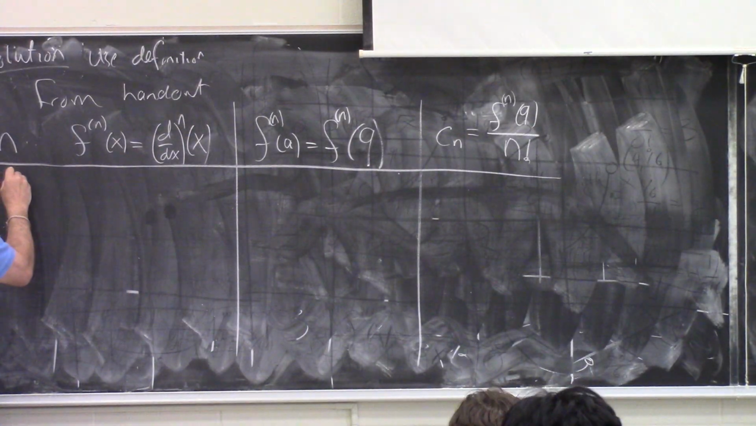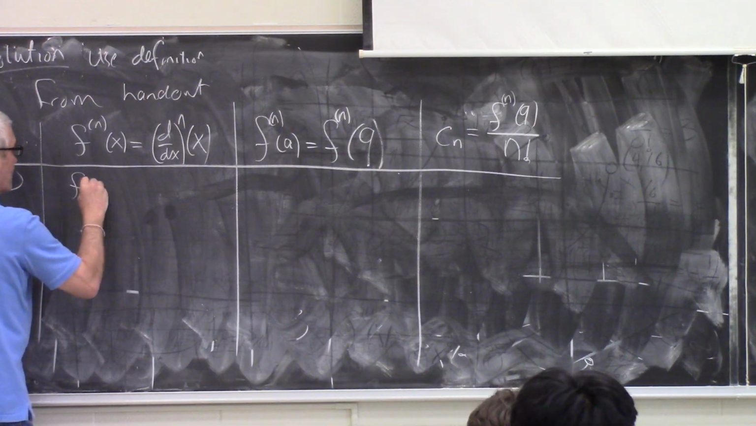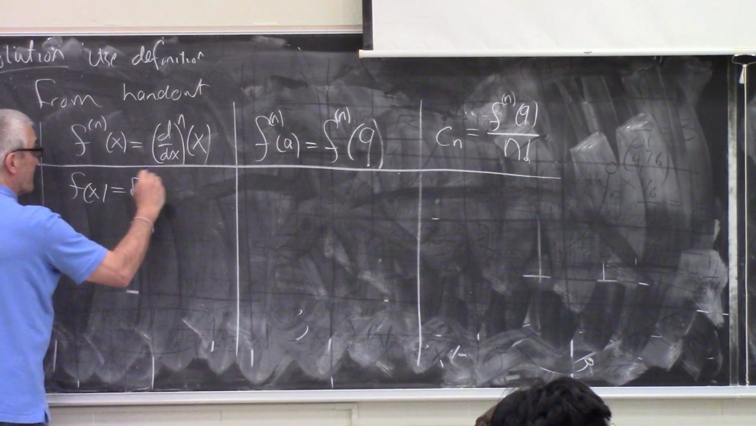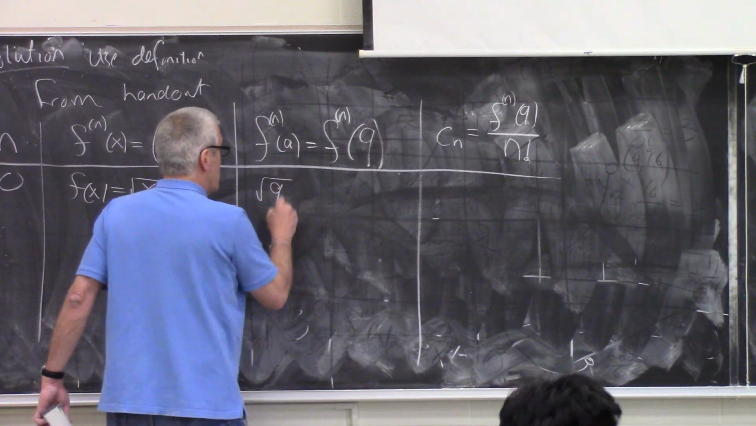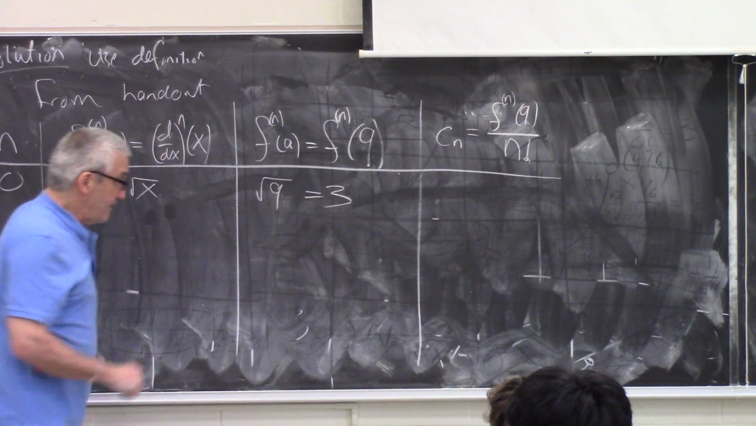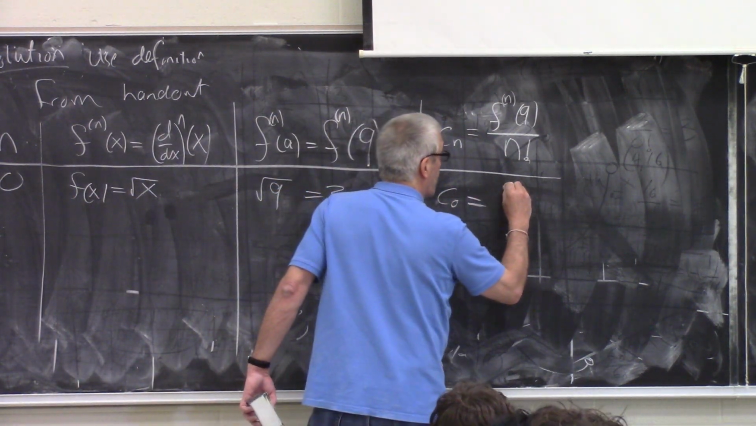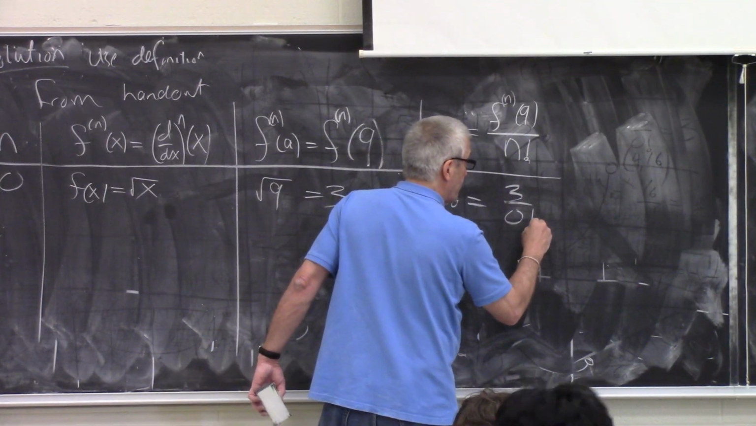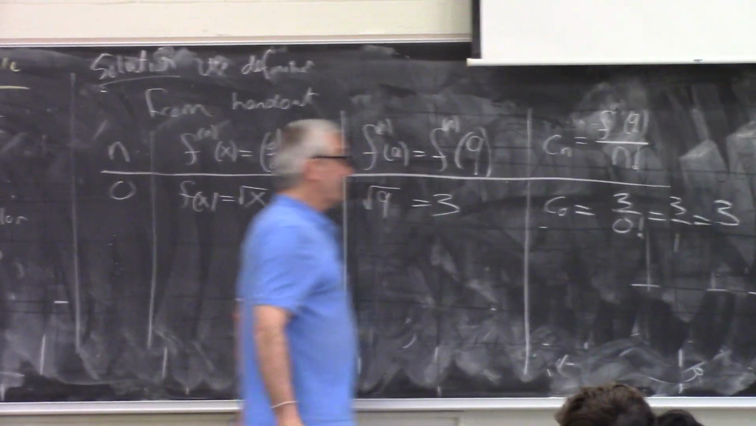So starting with n equals 0, well, the 0th derivative is just f of x. It means I don't take any derivatives. So then f of a is square root of 9, which is the number 3. And so c0 is going to be 3 over 0 factorial, which is 3 over 1, so that's the number 3. We got our first coefficient.